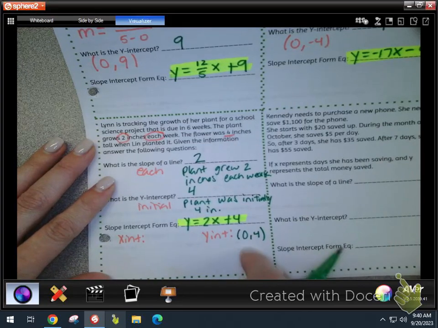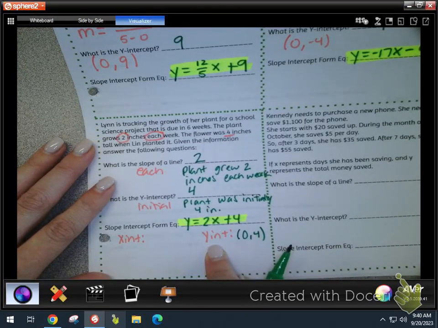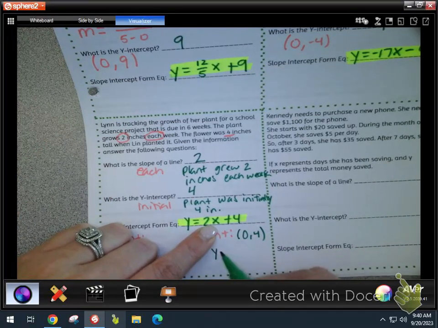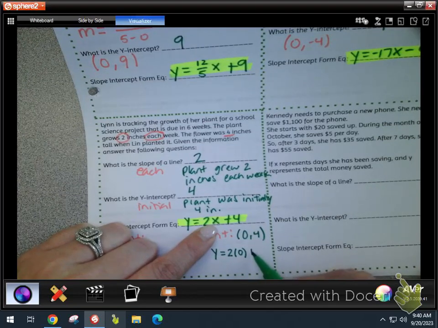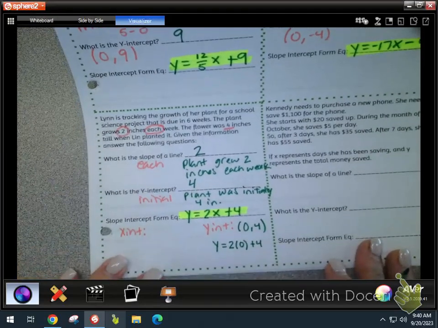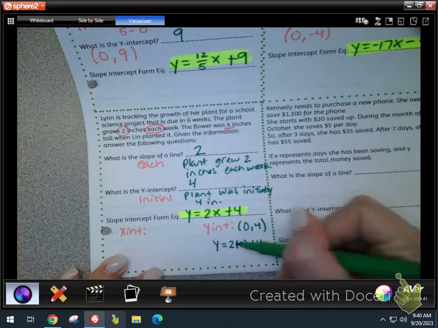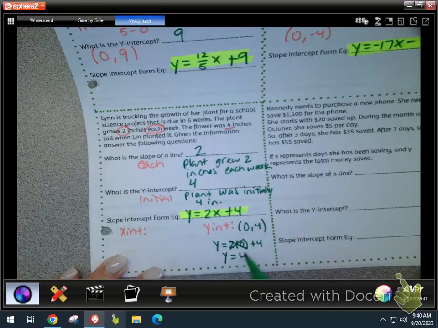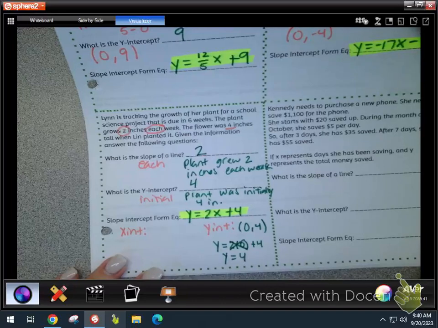Algebraically, why does that happen? When do y-intercepts happen? When x is 0. I'm going to write this out. If I replace x in my slope-intercept form, we did this last class, if I replaced x with a 0 in my equation, 2 times 0 goes away, and I get y equals 4. Algebraically, that backs this up. But we also knew it from the story. So don't miss that one.